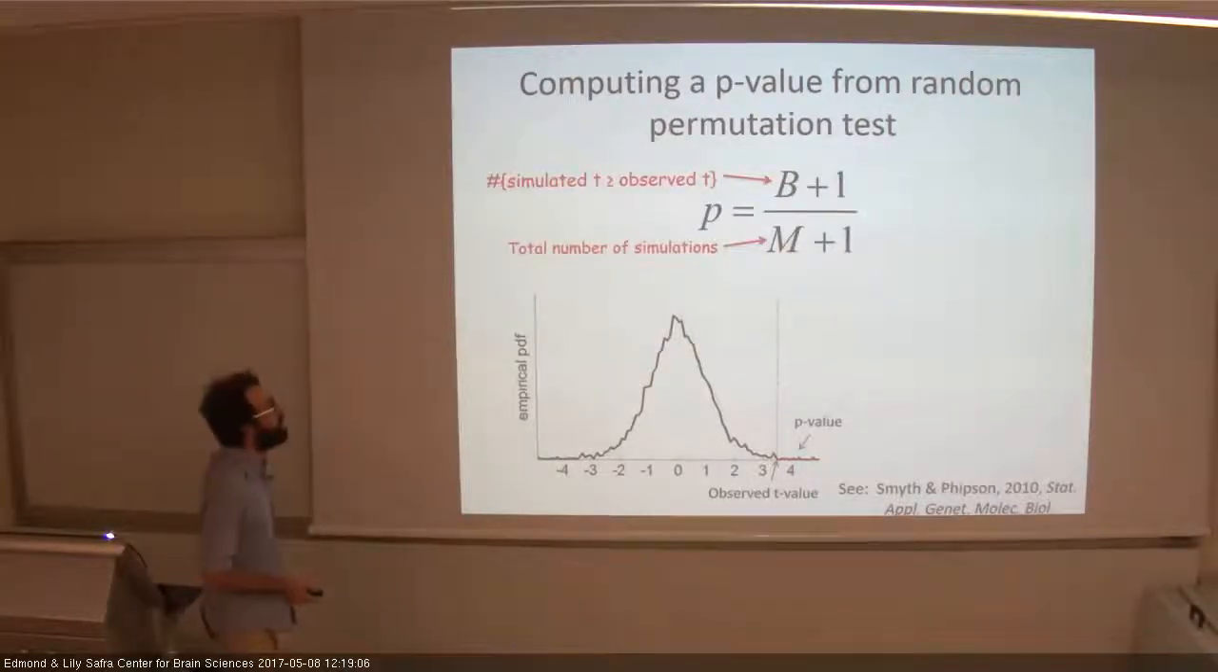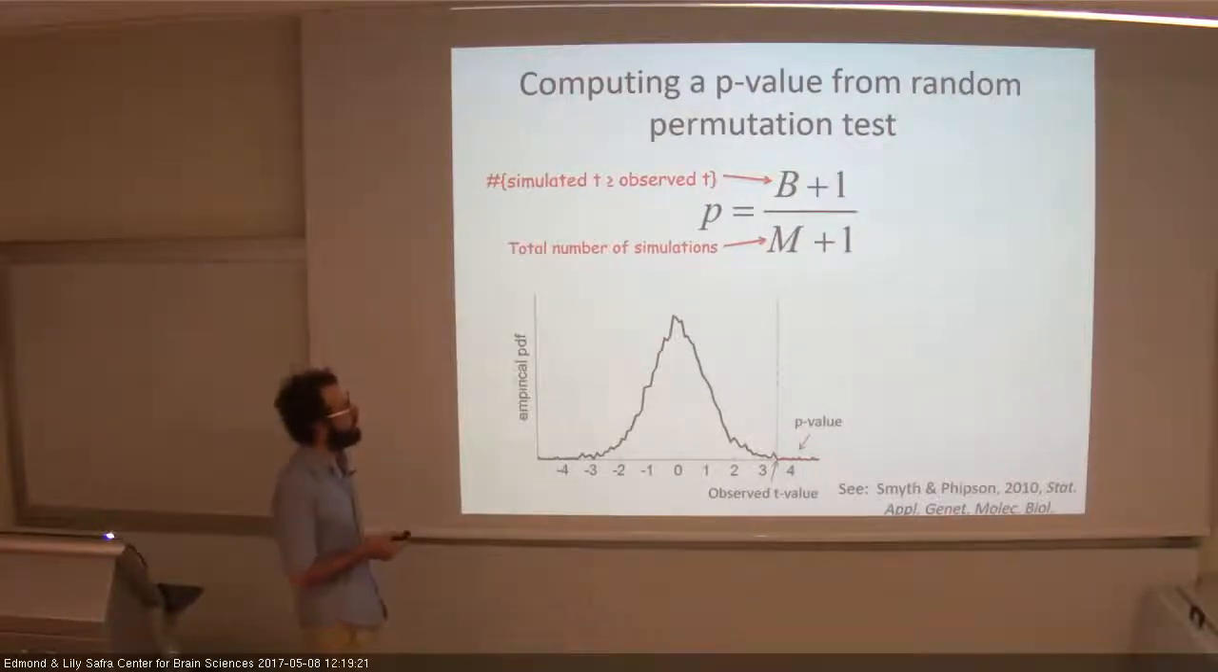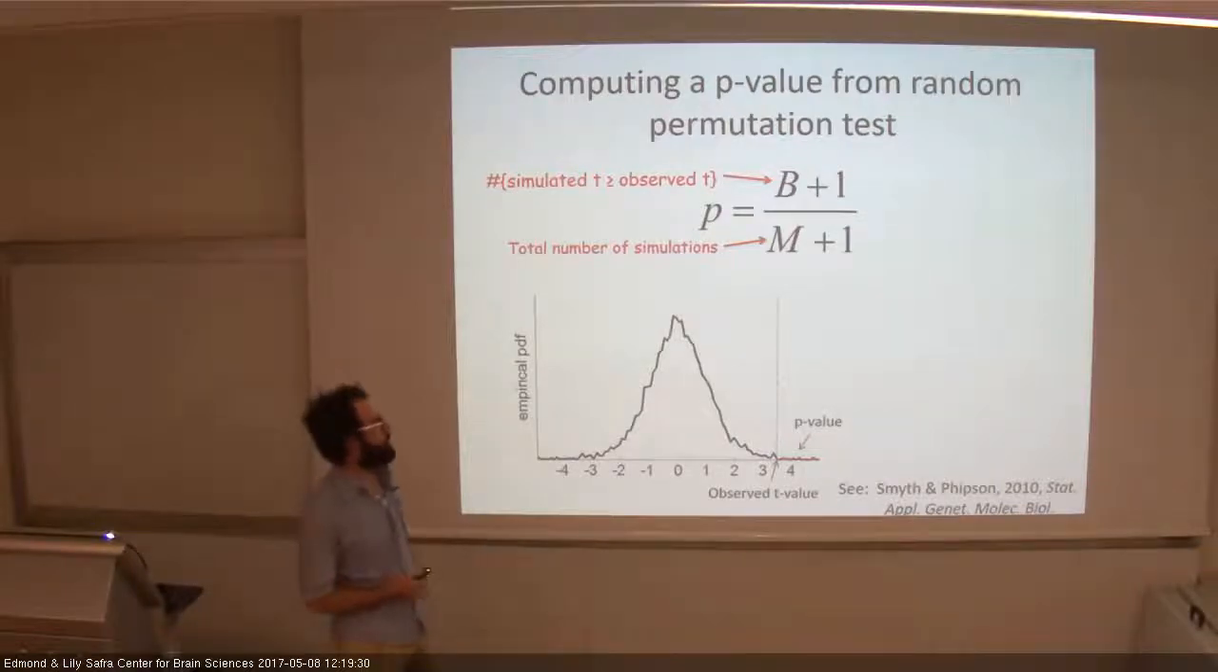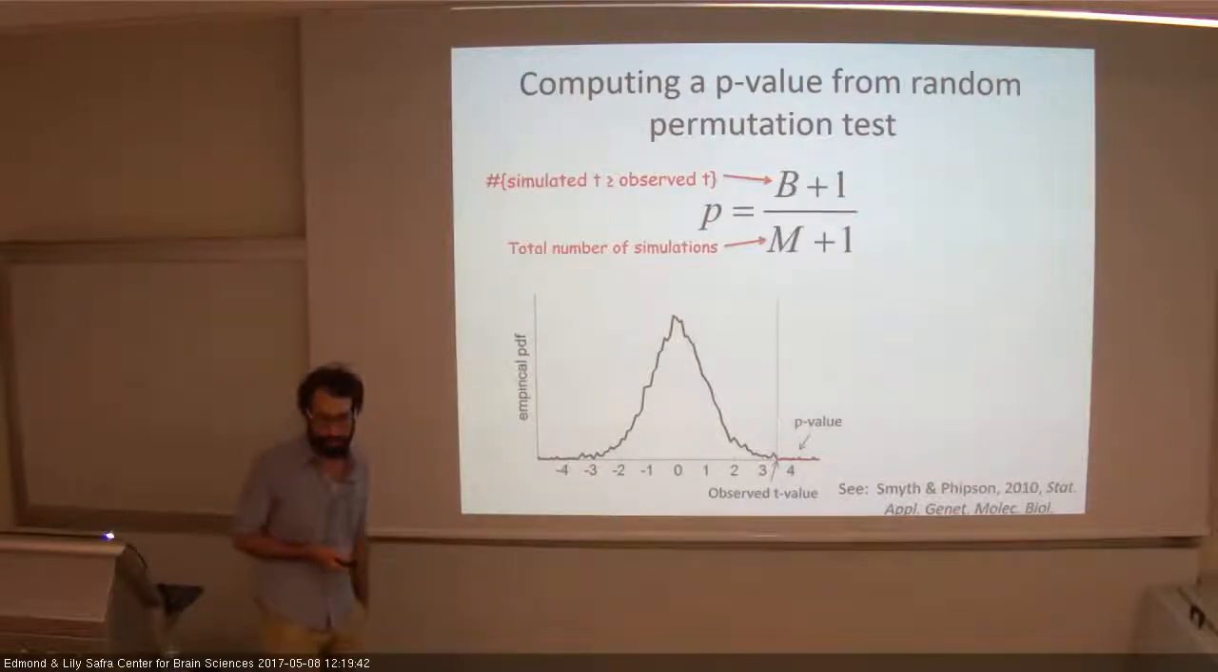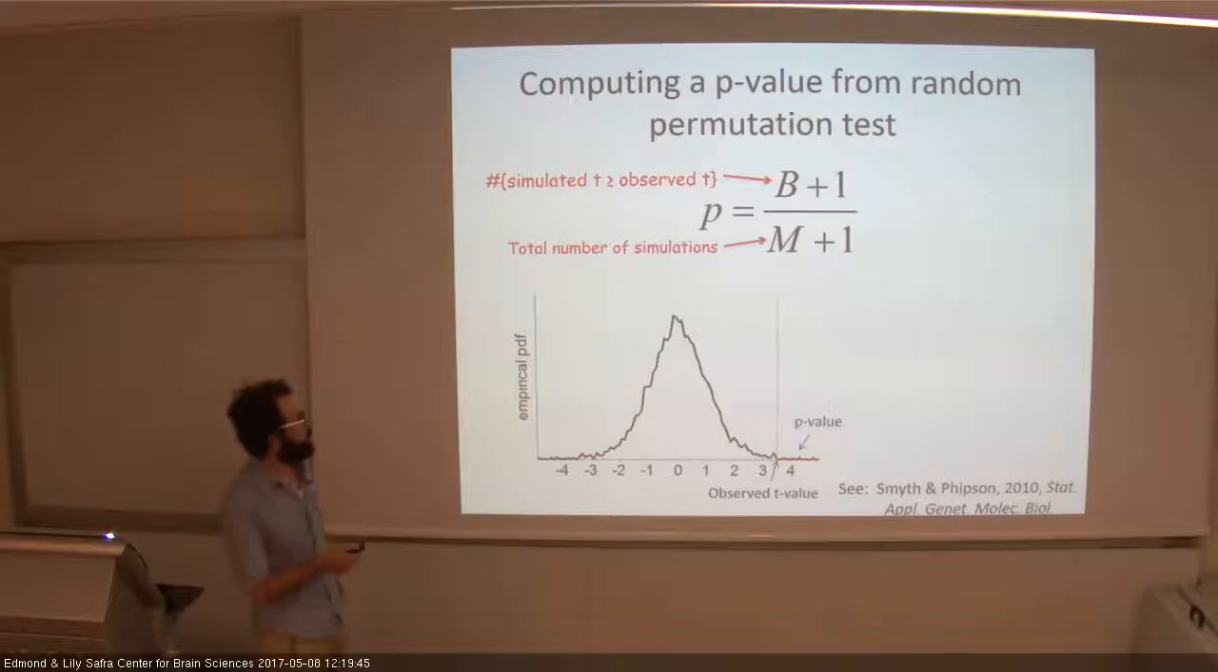And more precisely, we count the number of simulations in which we have equal or larger t-value than the observed. This is b. And m is the total number of simulations, and this will give you the p-value. If you don't use the plus one, bad things will happen. They write about it. You can get, for example, zero-valued p-values, which means that your observation is impossible under the null, which usually you can't say using a finite sample. So you need to have this formulation to have a valid p-value.